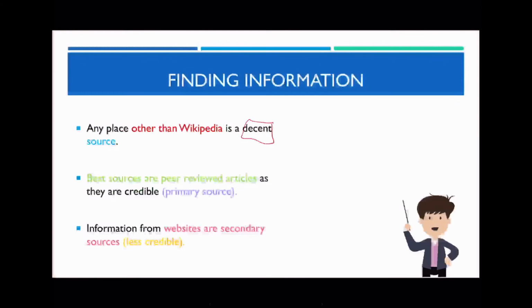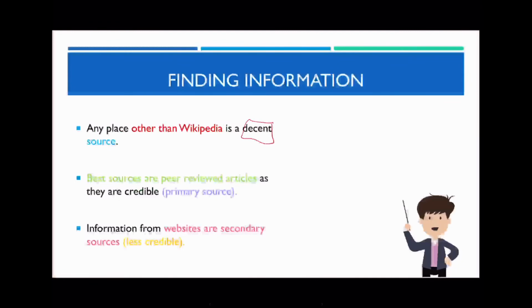credible source. However, if you obtain your information from websites, which is still a decent source, this is a secondary source, and these are less credible because they rely on and summarize findings from the journal articles, but they might be cutting up bits and pieces or misinterpreting the journal article.